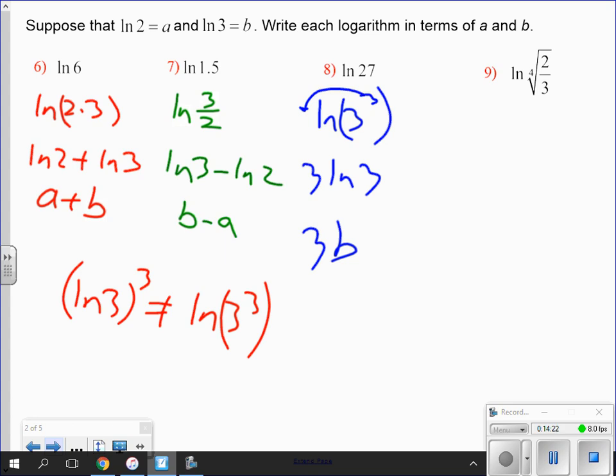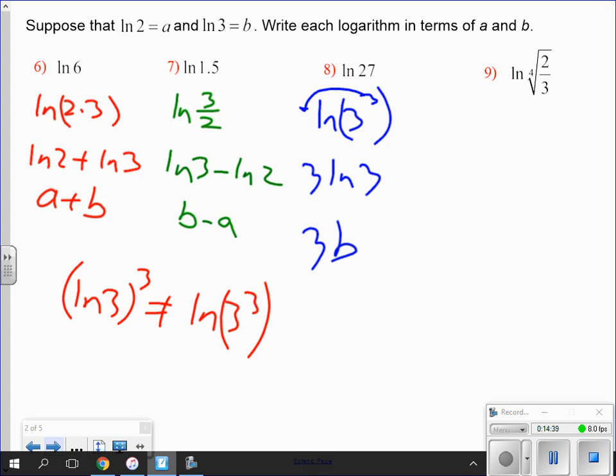This, you take the natural log of 3 and cube it. This, you take 3 and cube it, then take the natural log. They're not the same thing. Okay? You have to understand the difference between the two of them. That is an important difference. Okay, so the next one.